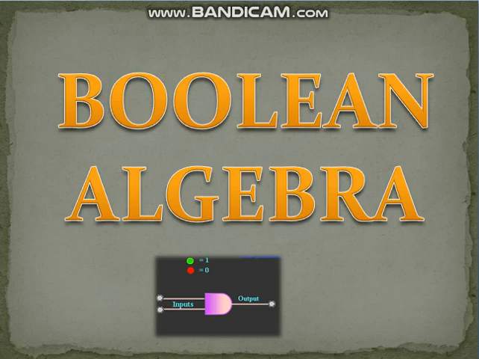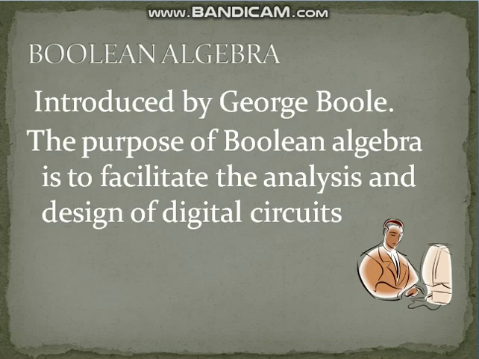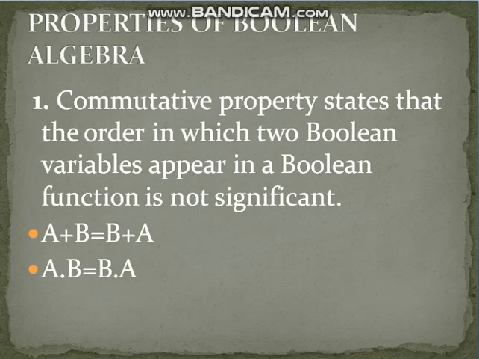Boolean algebra is a very useful and clever way to simplify digital circuits, and that's the focus of this tutorial. Boolean algebra was introduced by George Boole in 1854, and of course the purpose of it is to facilitate the analysis and design of digital circuits. That is why it's indispensable that we look at the properties of Boolean algebra and know them by heart. There are 6, and we shall look at them one by one, together with their respective equations.